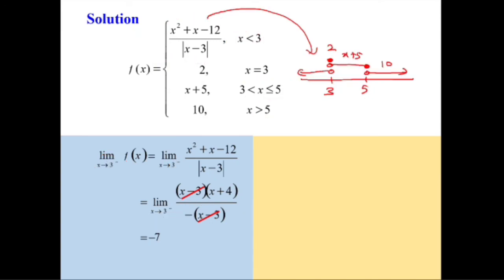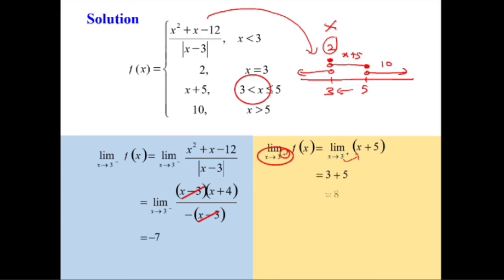Now, the next question is finding the limit as x approaches 3 from the right side of 3. From the right side of 3, the function is just x plus 5. Remember, it's not exactly at 3, so we are not going to take the function 2. Replace your function f with x plus 5. Next, substitute 3 into that x. Your final answer is 8.